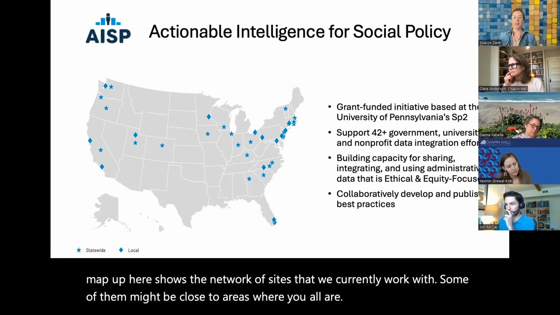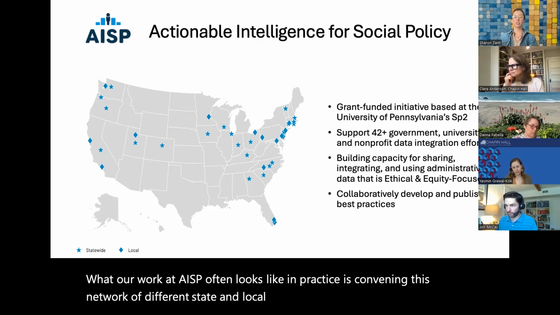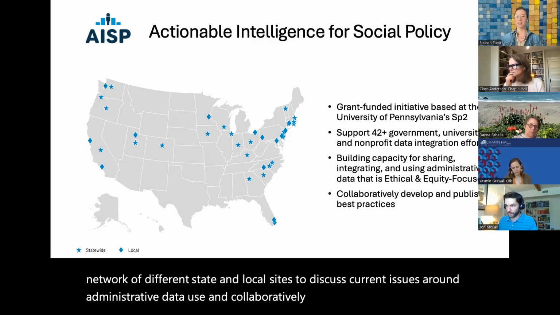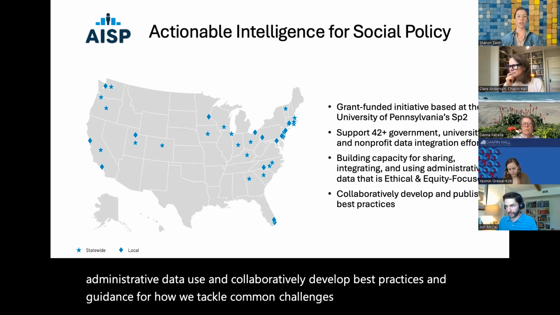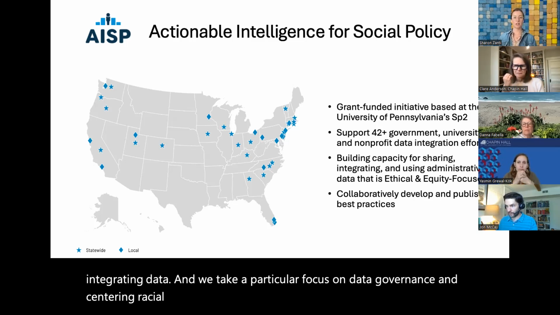What our work at AISP often looks like in practice is convening this network of different state and local sites to discuss current issues around administrative data use and collaboratively develop best practices and guidance for how we tackle common challenges with ethically sharing and integrating data. And we take a particular focus on data governance and centering racial equity across the data lifecycle.